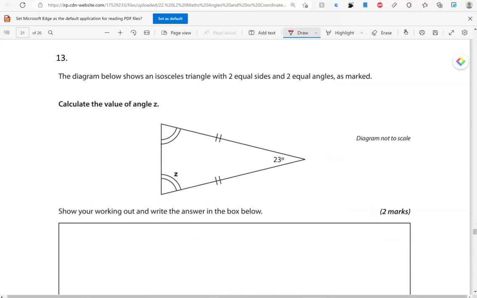The diagram below shows an isosceles triangle with 2 equal sides and 2 equal angles as marked. Calculate the value of angle Z. Show your working out and write the answer in the box below. So we know that this angle here is the same as Z. It has the same size. So to work out Z, what we're going to do is take away 23 from 180.